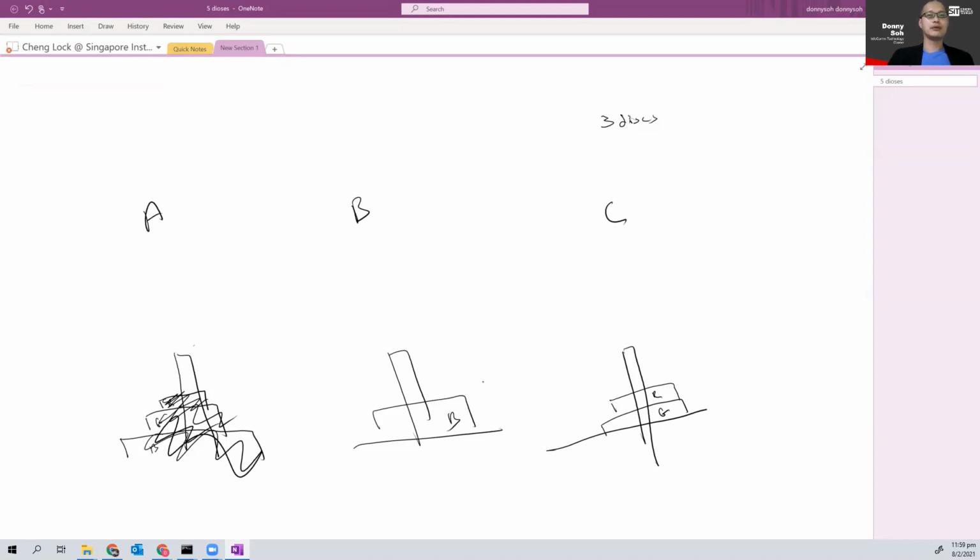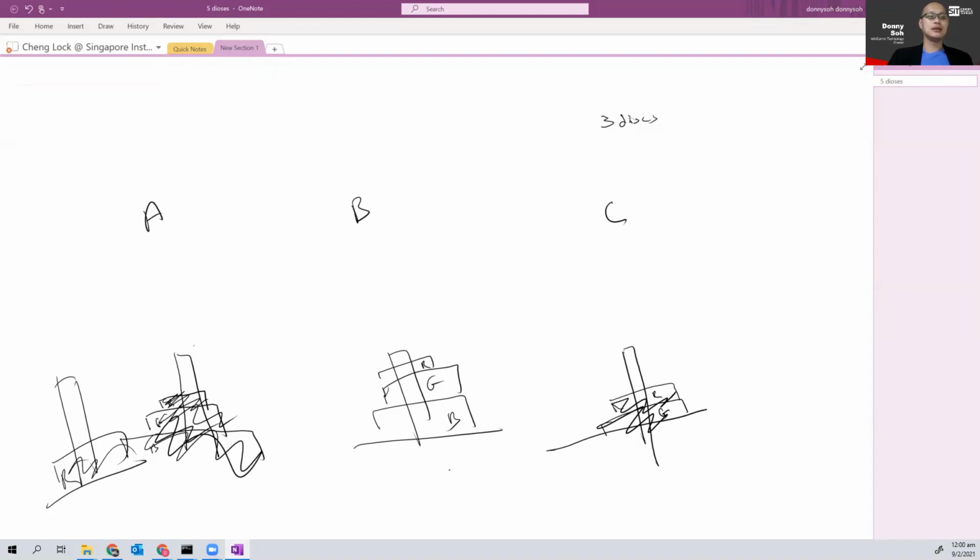But I can't move R to this one directly. I have to move R back to my intermediate pole. And now I can move G to this pole, and now I can move R back to this pole. So I have successfully shifted my disks from A to B, and at no point of time do I have one disk on top of a slightly smaller disk.